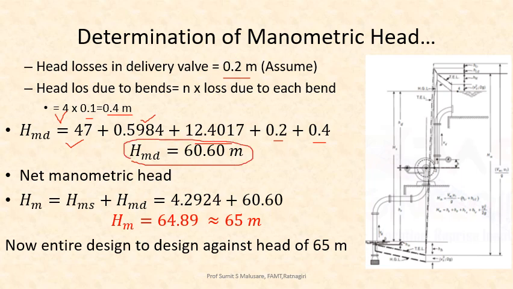Now if I add HM for the suction side and HM for the delivery side, the answer comes out to be about 64.89 meters. That is roughly considered as 65 meters for simplicity.